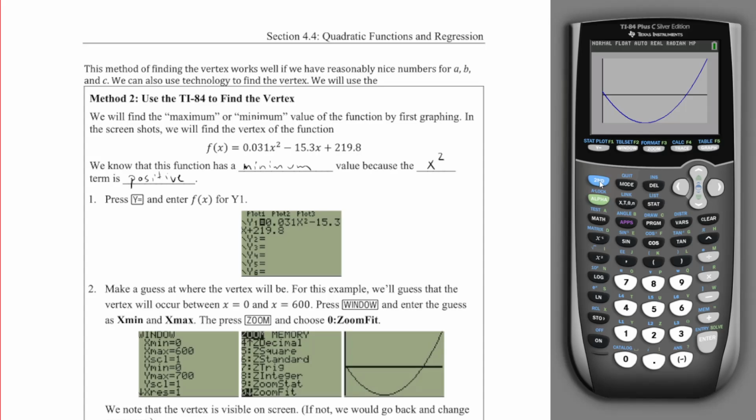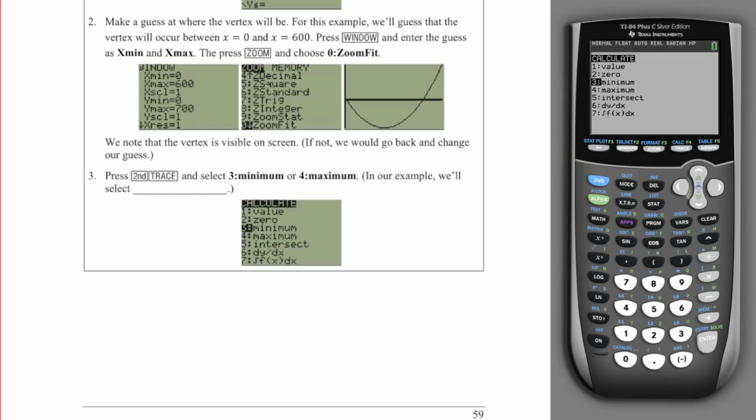And I'm going to use that calc menu again. So second trace. But now I'm not looking for where two curves intersect. I'm looking for the vertex. I have a minimum command and a maximum command. I need to remember that my vertex in this case is a minimum, so I'm going to choose the minimum command. So in our example, we selected minimum because our graph has a minimum. It's a parabola that opens upward.